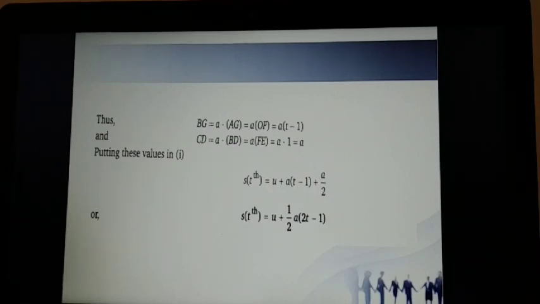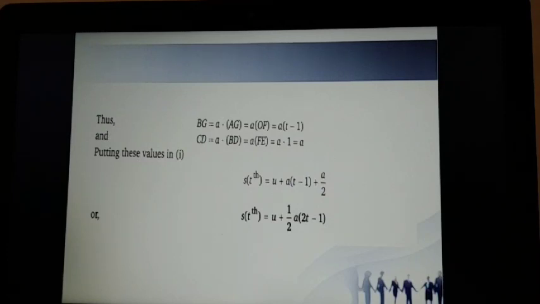Is there any confusion? Don't get confused. Whatever you have done is, you break that second bracket as AT minus A. Then from that AT term, half A you have taken out, so that will become half A into 2T. And minus A plus A by 2 will result in minus A by 2. That minus A by 2 you have taken out, so A by 2 you have taken out. So what is remaining there? Minus 1. So U plus half A into 2T minus 1.